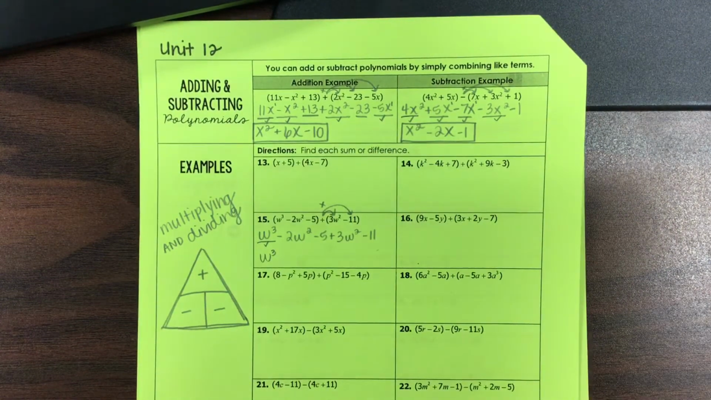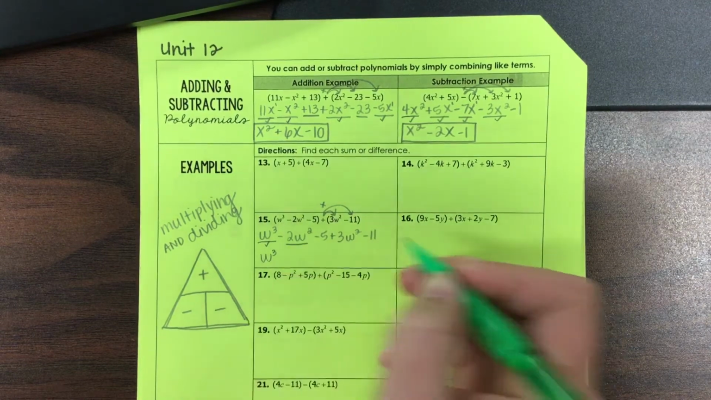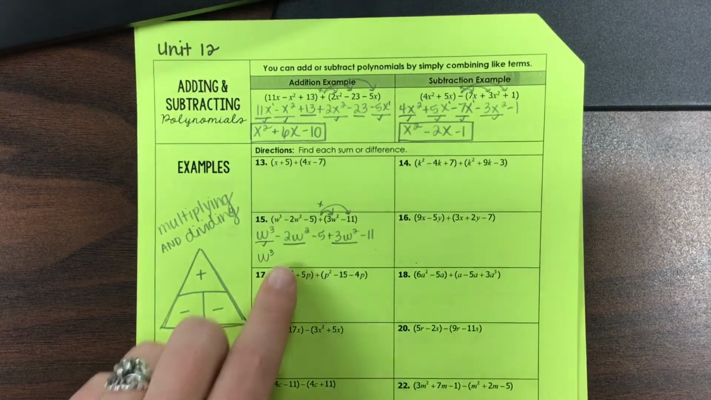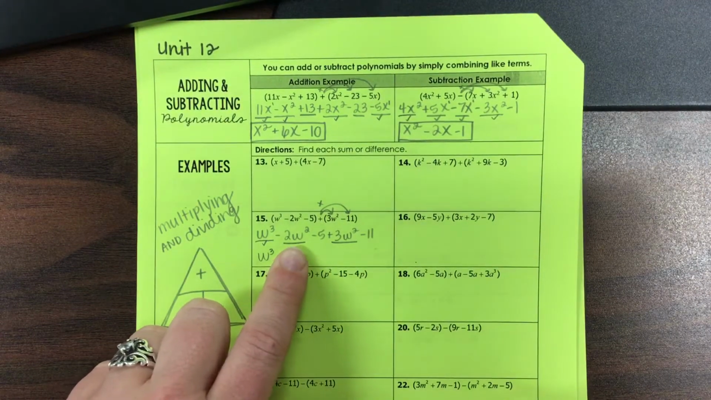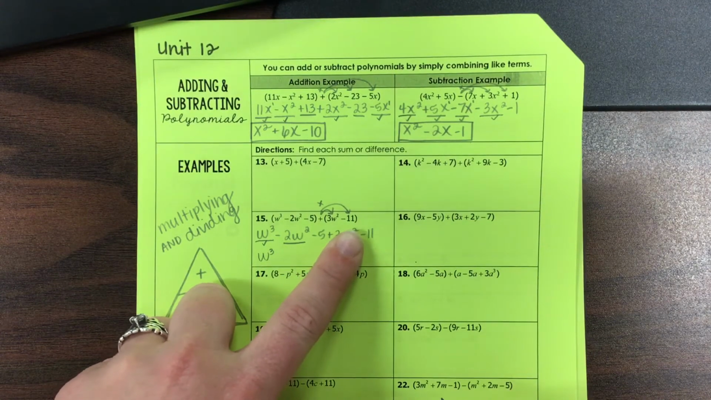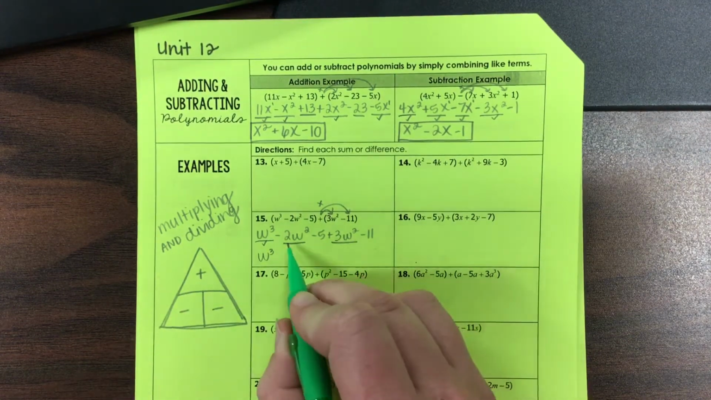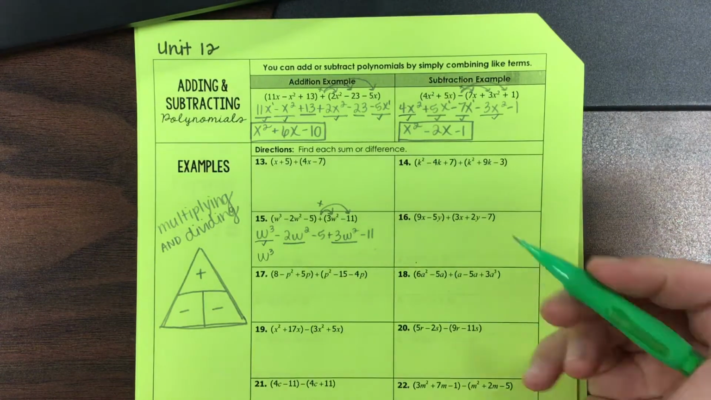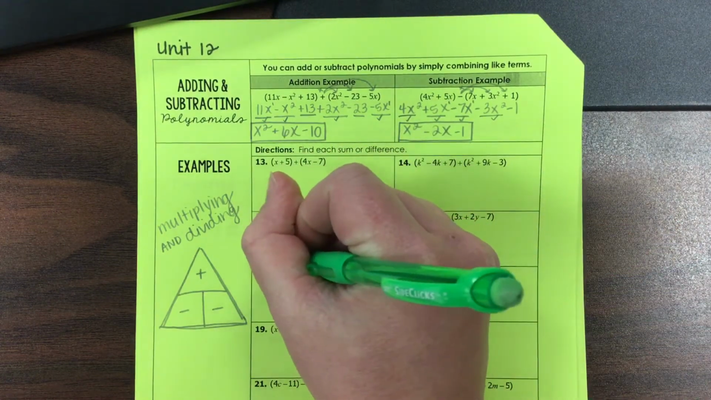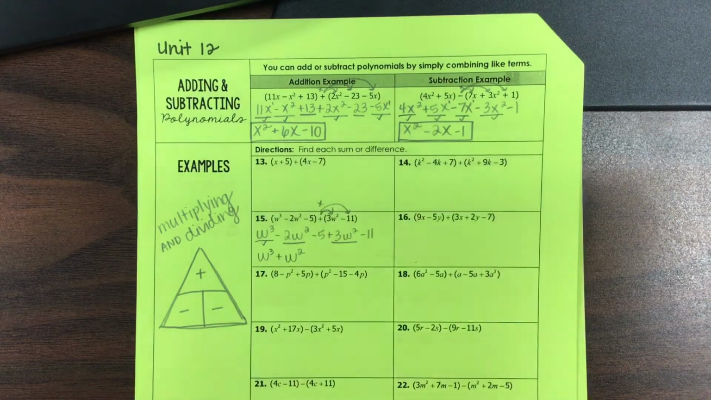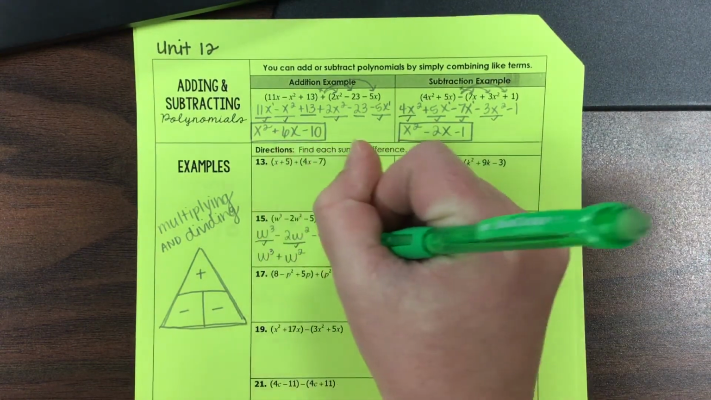So now I have to go find my w's to the second power. I have 1 right here, and I have 1 right there. So I have a negative 2w squared plus 3w squared. So I have negative 2 plus 3, which gives me a positive 1. So I just have plus w squared. That is now done.